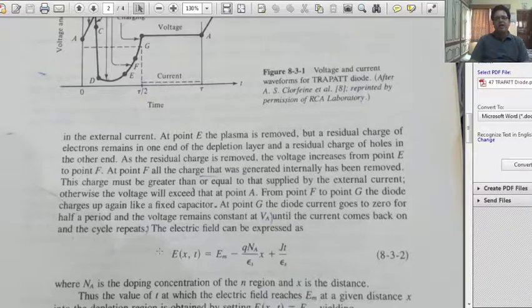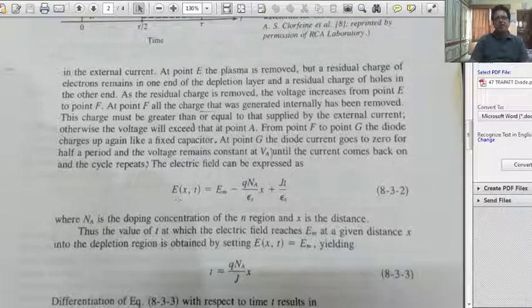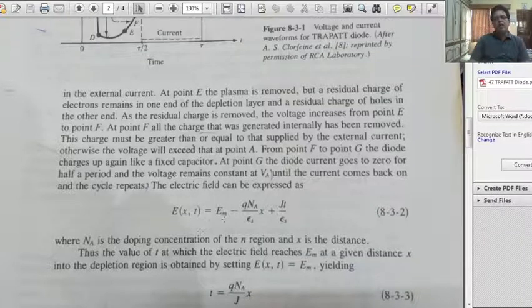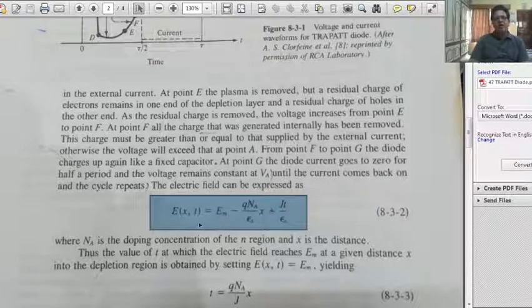The electric field can be expressed as E(x,t) = Em - (qNA/εs)x + (Jt/εs)... What is the relation for electric field? E(x,t) equals Em minus qNA upon epsilon s times x plus J t upon epsilon s. What is NA? NA is the doping concentration of the N region and x is the distance. So this is the relation. You must remember it.